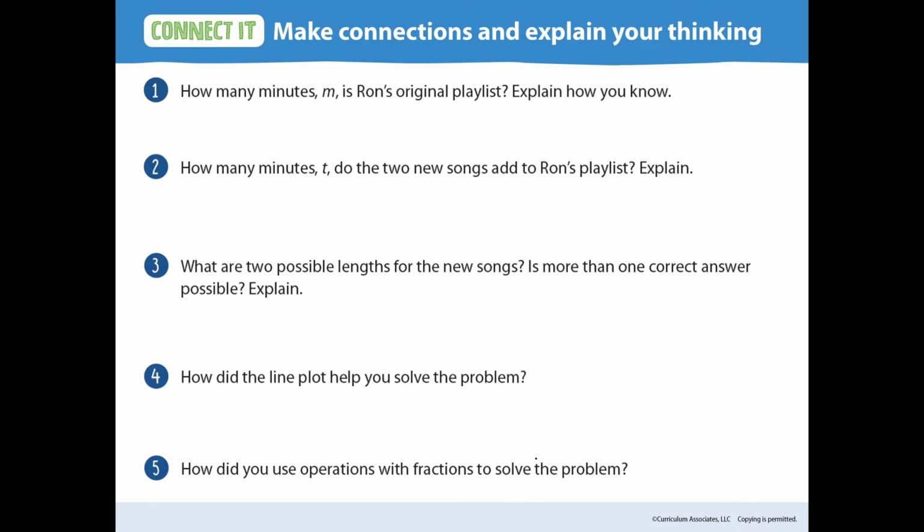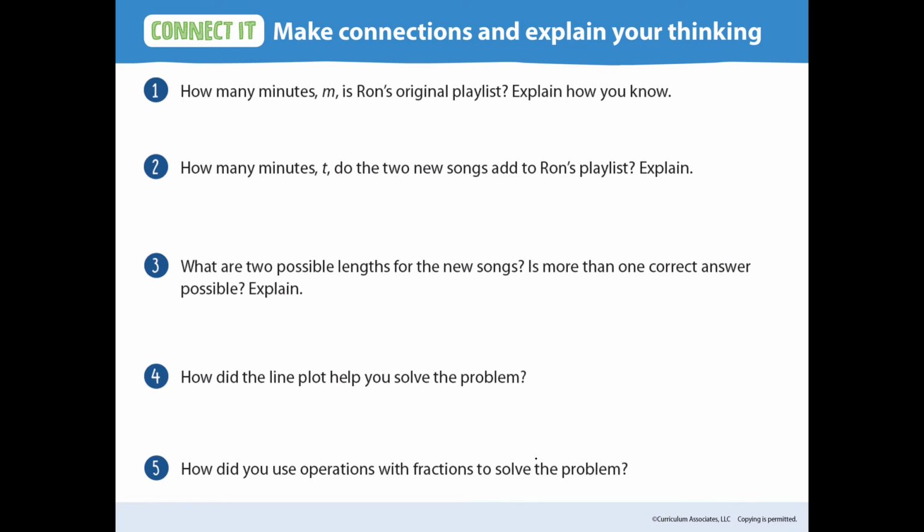Number 3. What are 2 possible lengths for the new songs? Is more than one correct answer possible? Explain. Yes, there is more than one correct answer possible. The song lengths could be 3 minutes and 3 1/2 minutes, or they could be 4 minutes and 2 1/2 minutes, or we could have 4 1/2 minutes and 2 minutes. There are many different options. That equals 6 1/2.